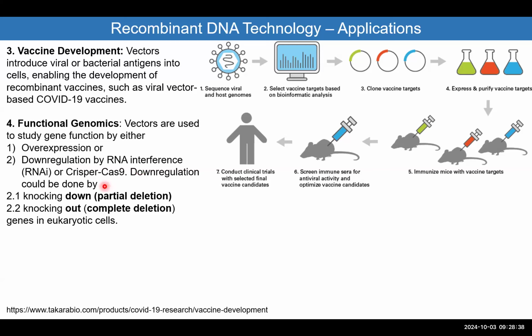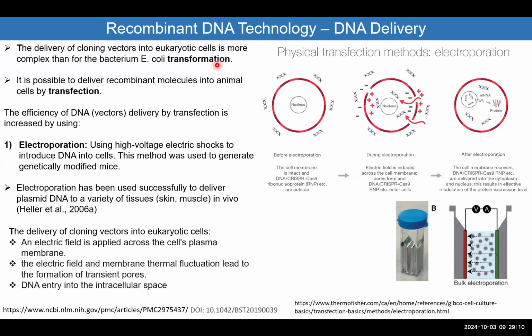And when we do the downregulation, there are 2 outcomes. We can either knock down the gene, meaning we can partially delete the protein. In other words, if you have 100% capacity of a gene and you knock it down, it will still be partially functional. Some of the proteins will still be there. Or we can knock out the gene, and in this condition, we will have a complete deletion. So all that is just applications of the recombinant DNA technology.